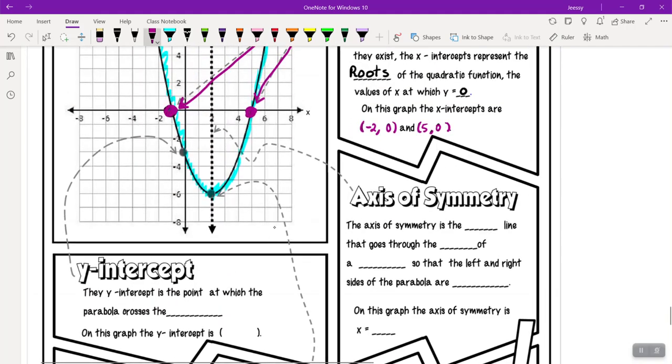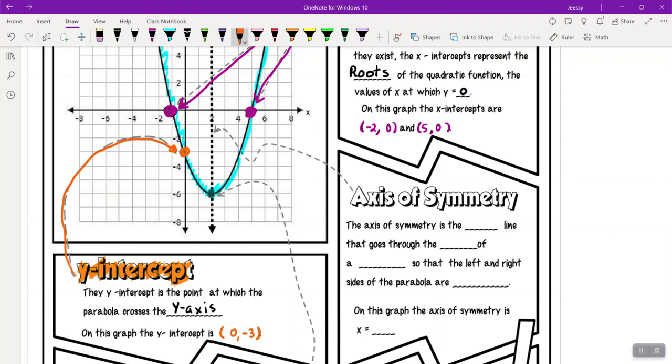The y-intercept is something else that we're familiar with. The y-intercept is that place where your function crosses the y-axis, okay? So we're going to write: the y-intercept is the point at which the parabola crosses the y-axis. And if you follow the dashed line, it tells you that is right here. It's actually -5, right? Oh, -3. So this one happens at (0, -3).